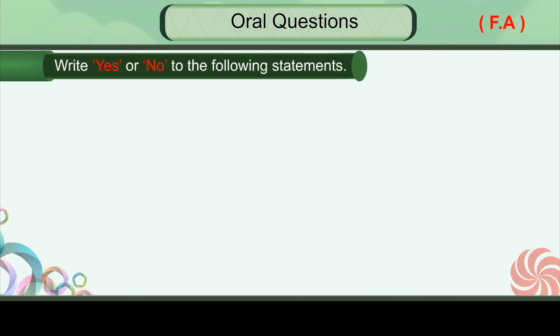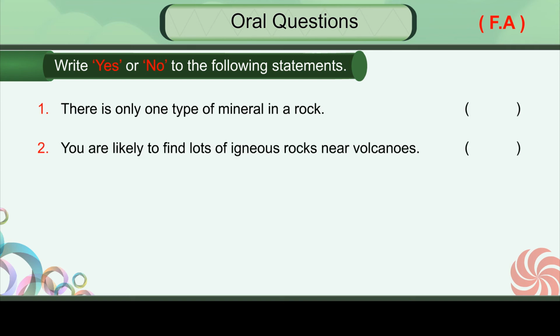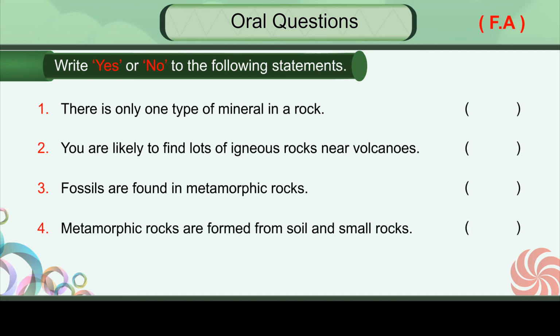Write yes or no to the following statements. There is only one type of mineral in a rock. You are likely to find lots of igneous rocks near volcanoes. Fossils are found in metamorphic rocks. Metamorphic rocks are formed from soil and small rocks. Coal is a kind of rock.